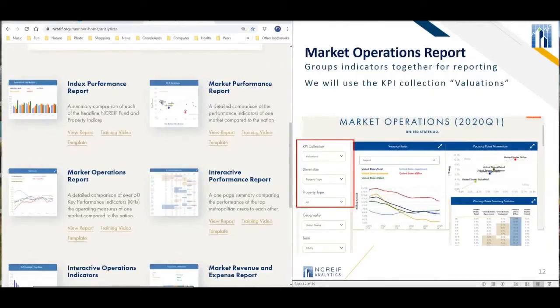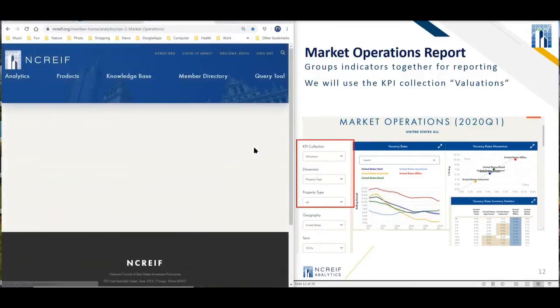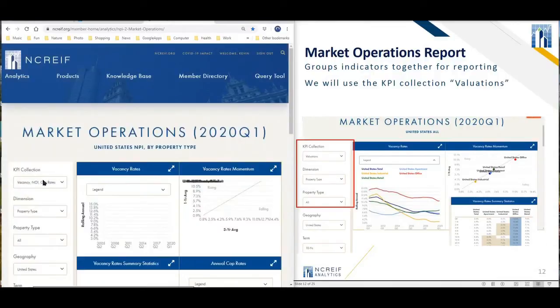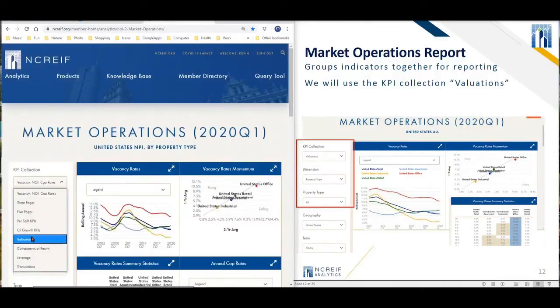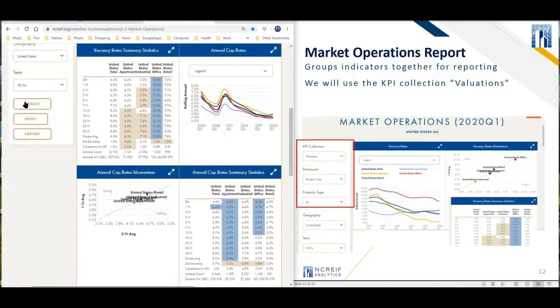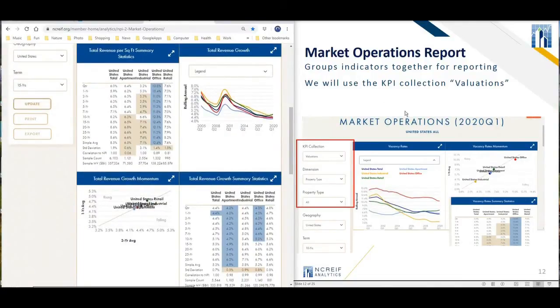To see how these revenue and expense categories are moving over time, let's move to the Market Operations Report. This report groups a few indicators together for reporting. In this example, we will use the KPI collection valuations. The first chart shows the total revenue per square foot over the past 15 years.